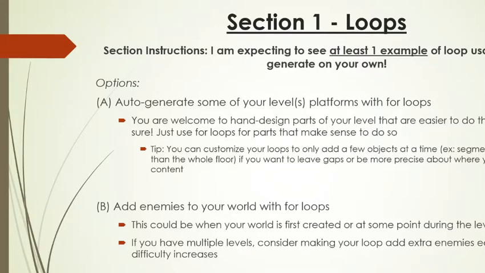So what are the sections here? The first one is loops. You must implement at least one example of your own loop. Minimum. More is good. Here's a couple options. A, you could auto-generate some of your level's platforms, or B, you could add enemies to your world with for loops. I'll let you read through the instructions about that on your own, but generally speaking, I need to see evidence that you are understanding and implementing for loops to add things into your world.